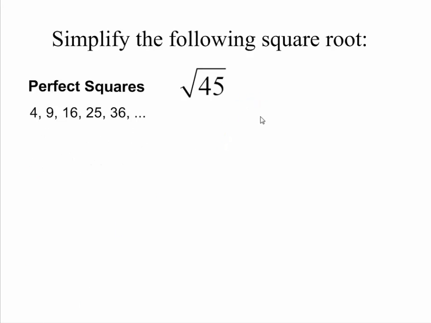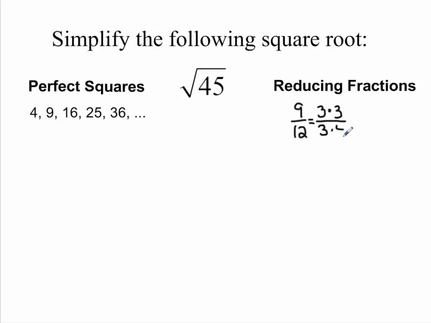And the other thing to think about is the idea behind simplifying a square root. Simplifying a square root is almost like reducing fractions. So what do I mean by that? Well, if you have a fraction, let's say 9/12, when you simplify a fraction, you're trying to eliminate any of the common factors. So I know I could rewrite 9 as the product of 3 times 3. And I know 12 is the same thing as 3 times 4. So they have a common factor, which is 3, because 3 goes into both of these numbers.